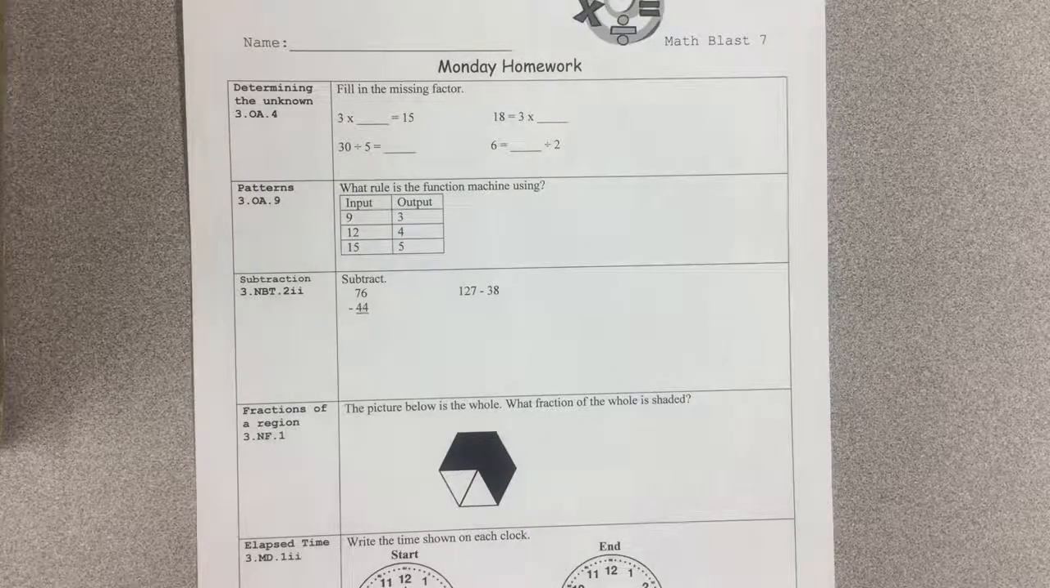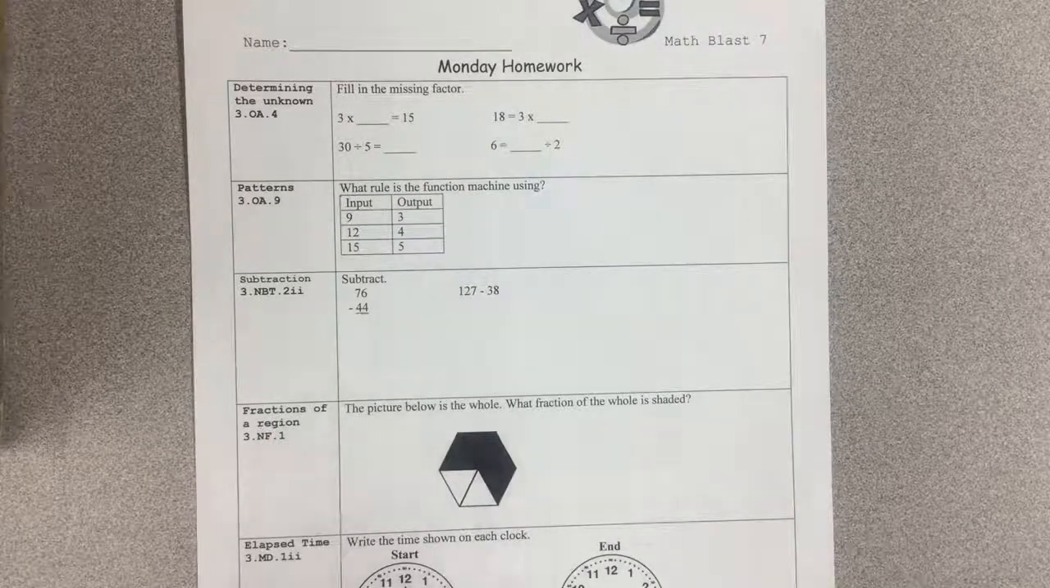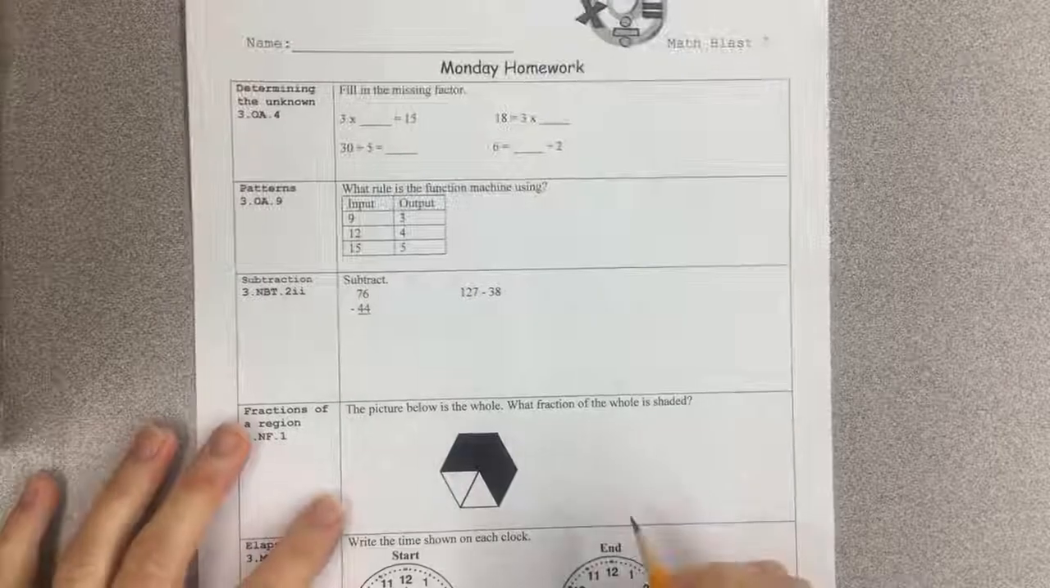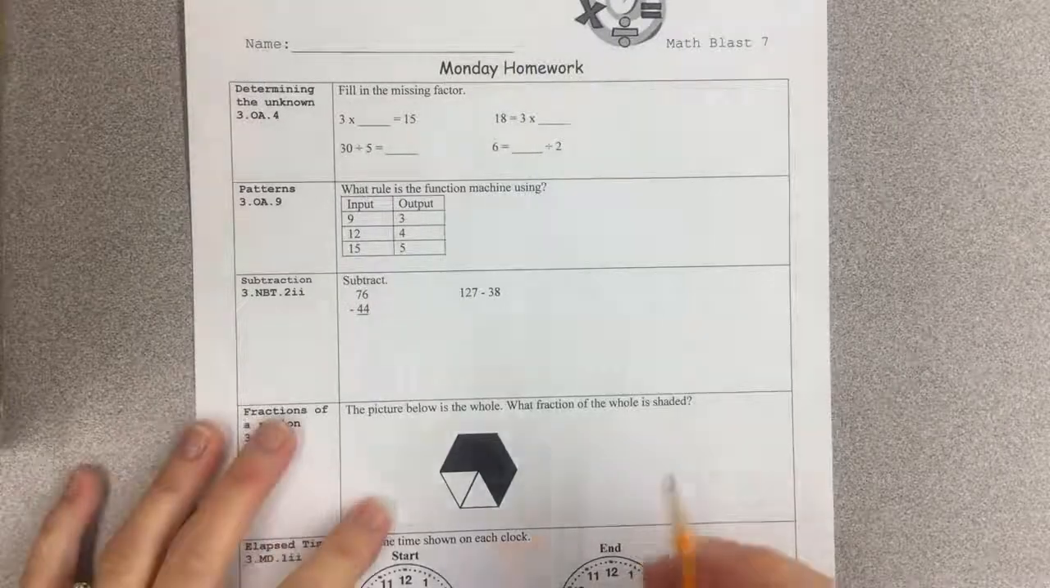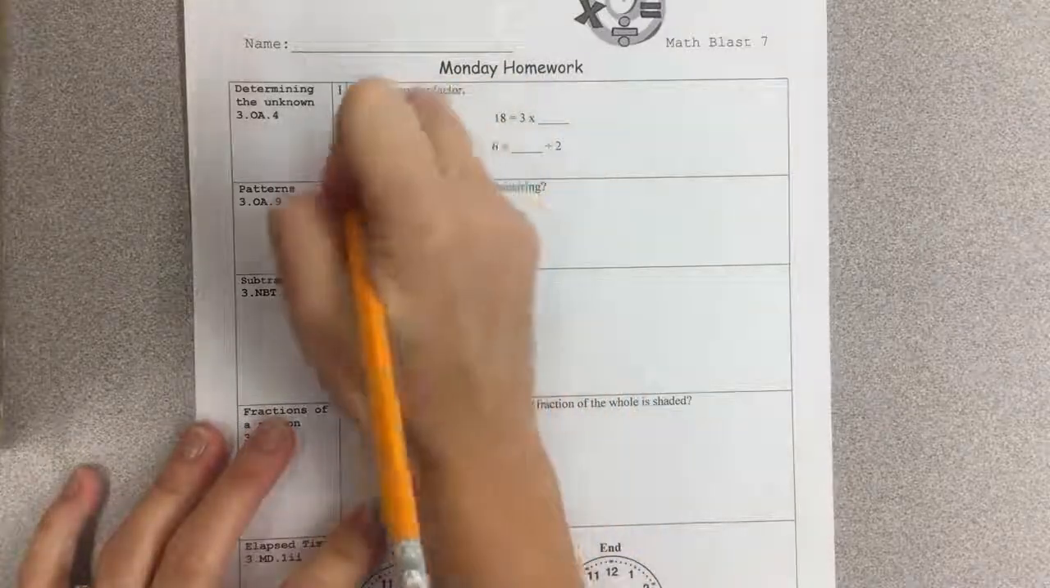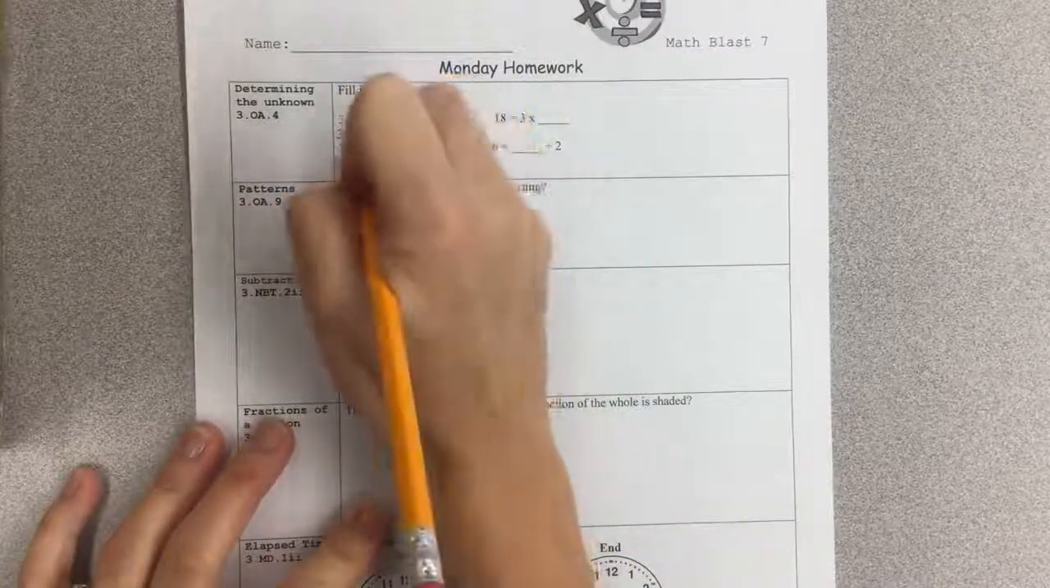Math Blast 7, determining the unknown. Fill in the missing factor. 3 times what equals 15? I'm going to use my skip counting by threes to help me figure this out.